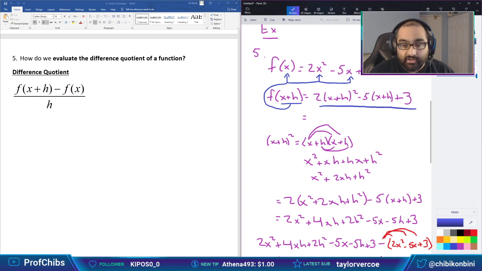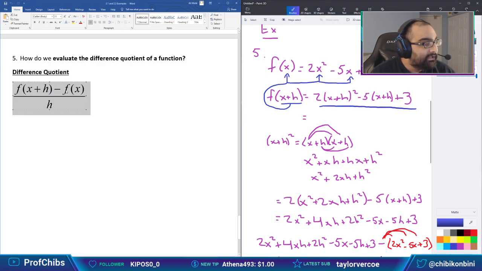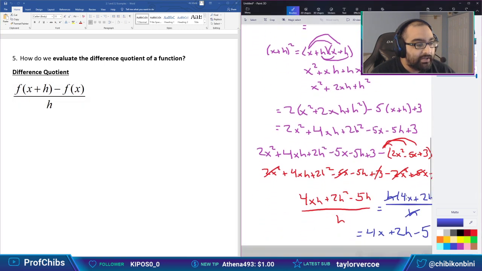I know we take it one step at a time here. So first, figure out each piece at a time. First figure out the f of x plus h here. Then after subtracting out the f of x, we take that top part, factor out the h, and then divide.